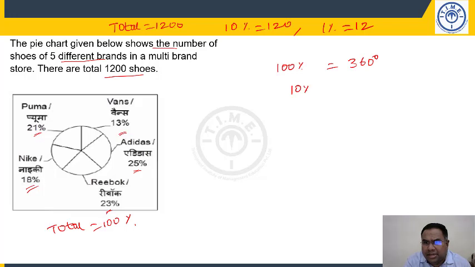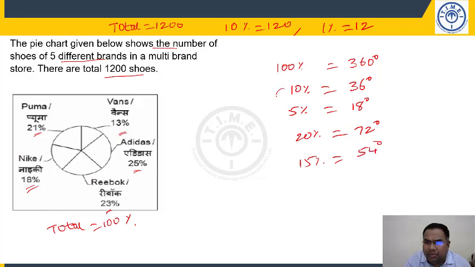So 10% will be 36 degrees. 5% will be half, 18 degrees. 20% will be 72 degrees. Right? Then if I ask you 15%, it will be 54 degrees, 10 plus 5. If I ask you 25%, 20 plus 5, 90. If I ask you 30%, 30% will be 10 into 3 times, 108 degrees.